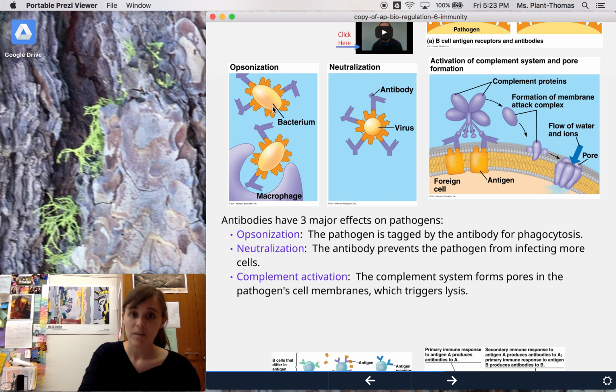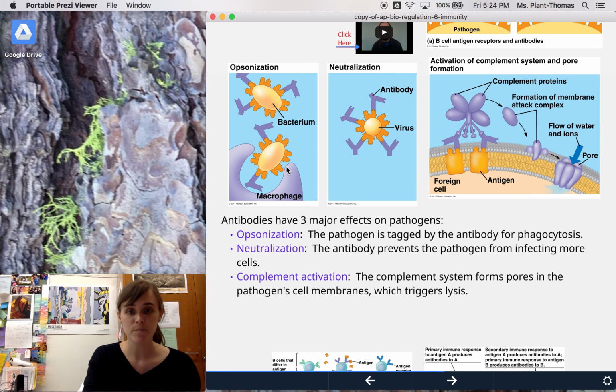The first is opsonization. Opsonization is the pathogen being tagged by the antibody for phagocytes. Macrophage, by the way, is like a big phagocyte. So here we have our pathogen, here we have our antibody, and the orange thing is the antigen. The antibodies are tagging it: macrophage, come on over here and eat this guy, it's not good. Then the macrophage comes over and says, ooh, I see all those antibodies, that must tell me I should eat that. And then they eat it.